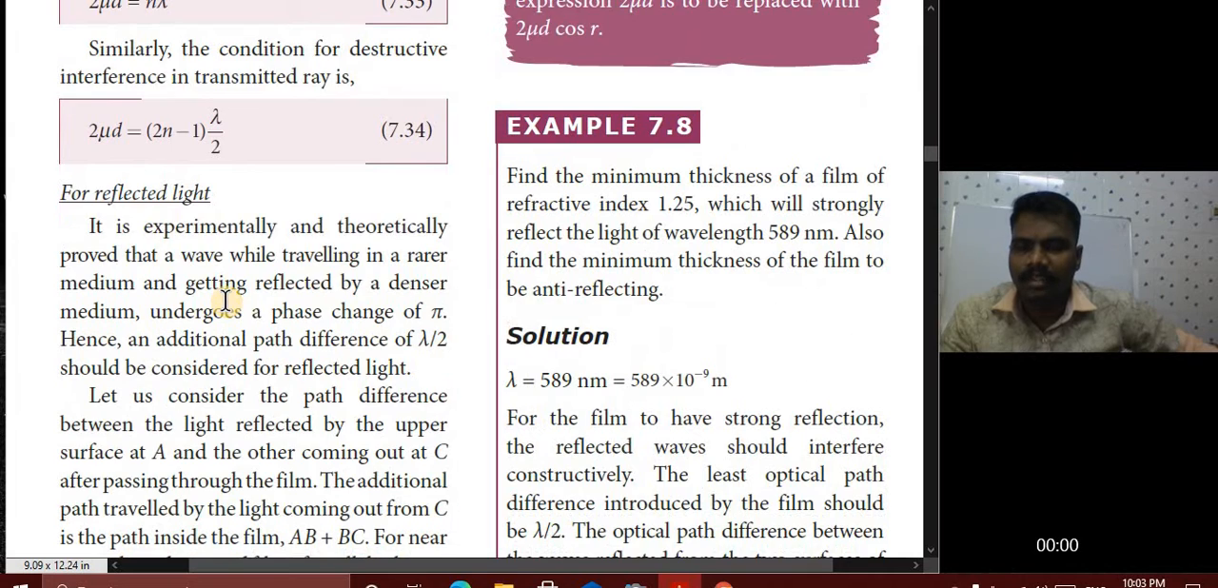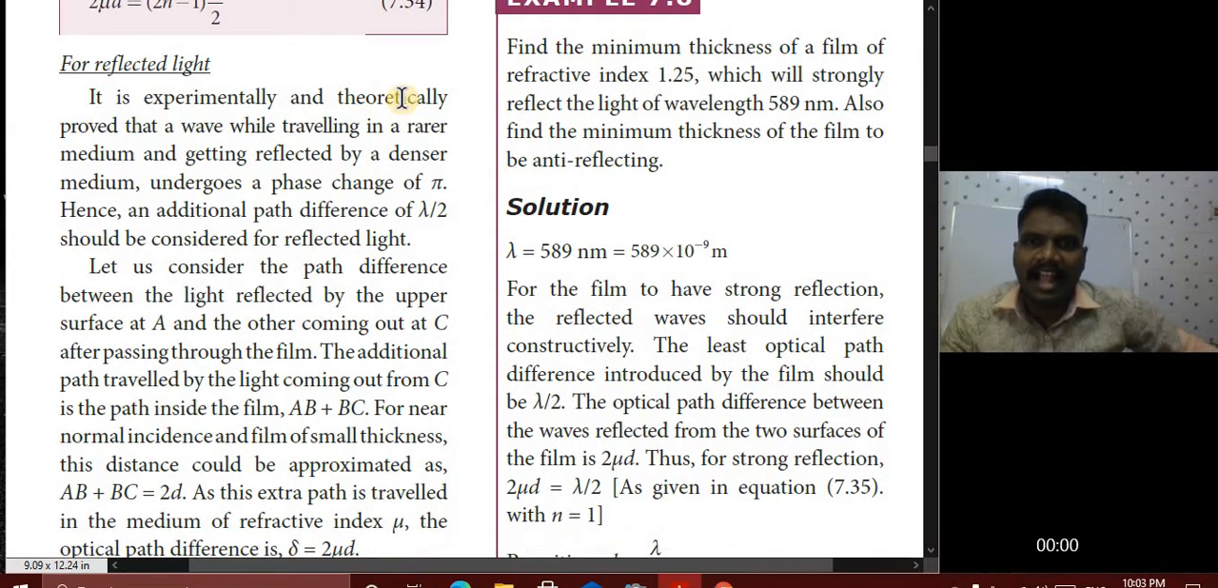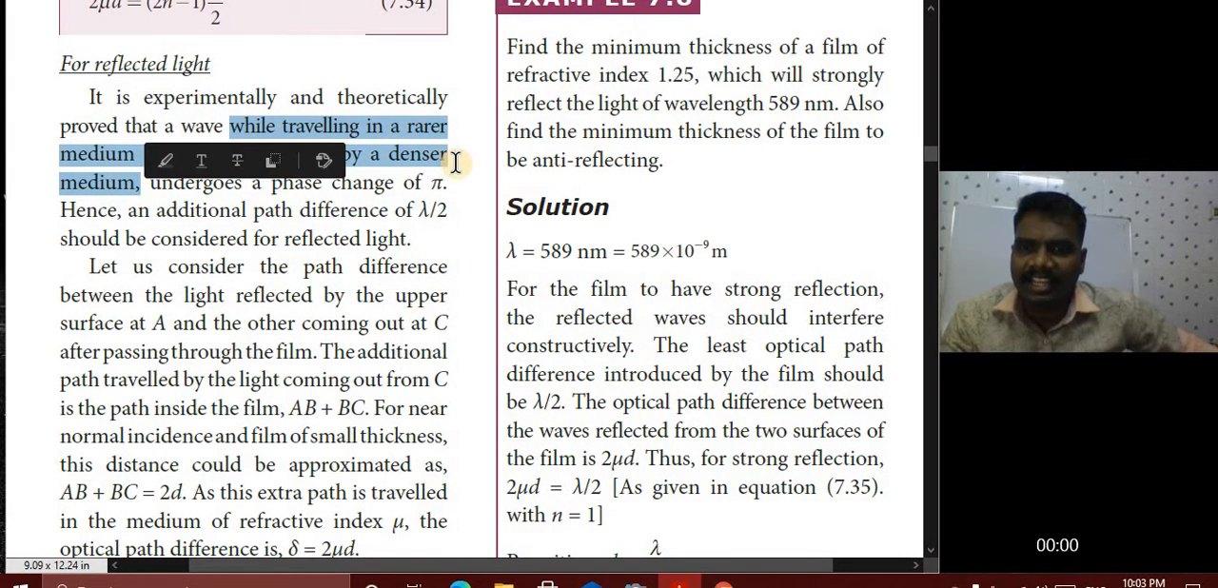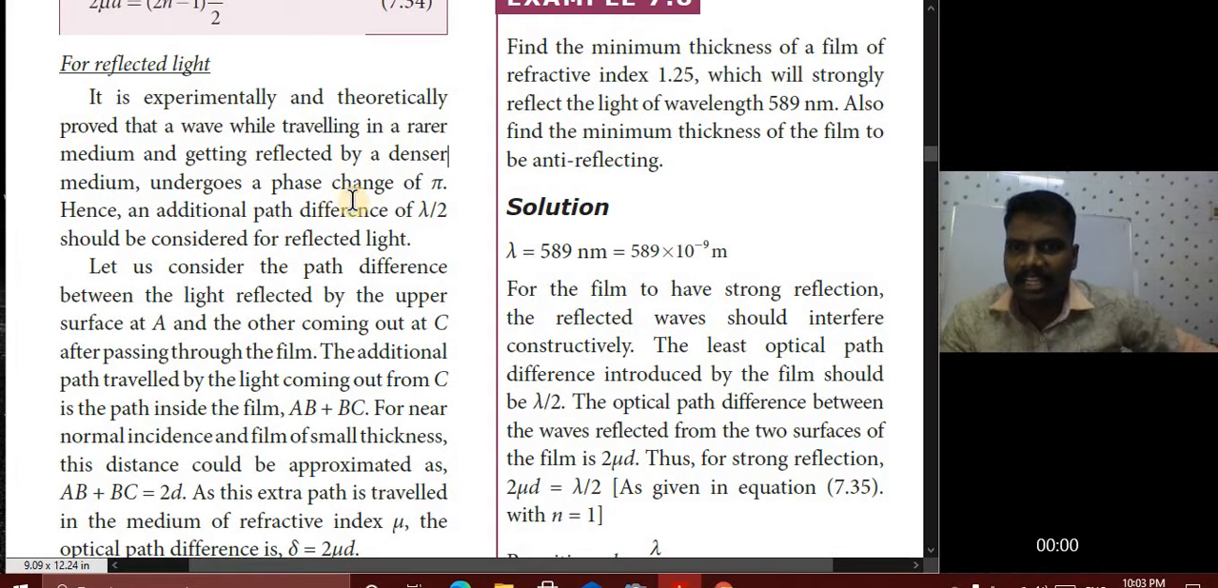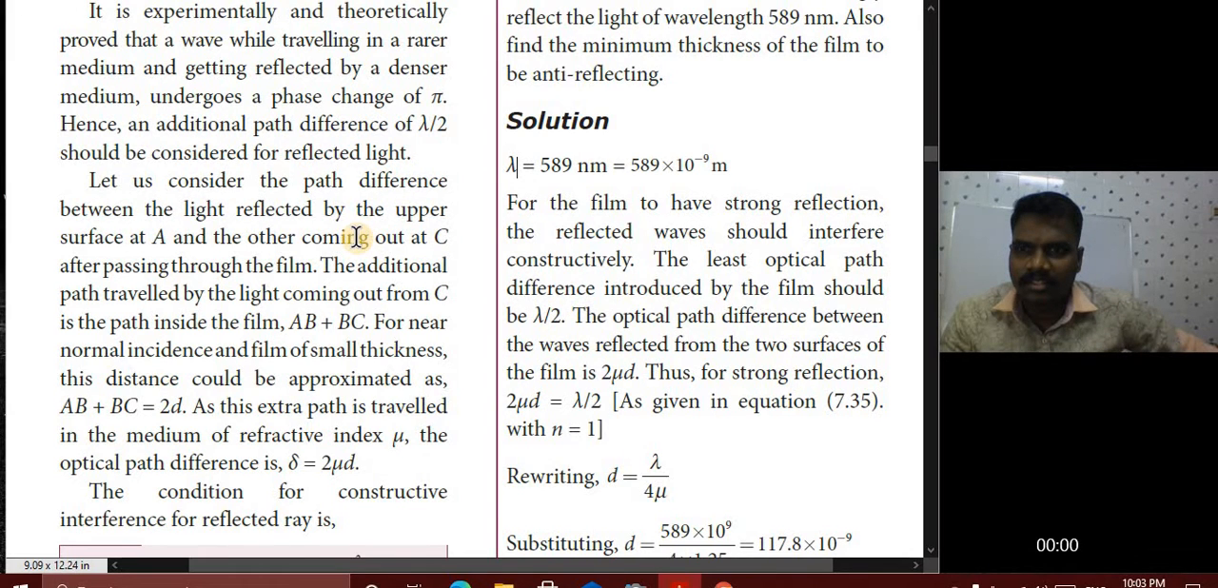For reflected light, it is experimentally and theoretically proved that a wave traveling in a rarer medium, underline this word, rarer medium, and getting reflected by a denser medium undergoes a phase change of pi. This is very important for your objective type questions. Hence an additional path difference of lambda by 2 should be considered for reflected light.